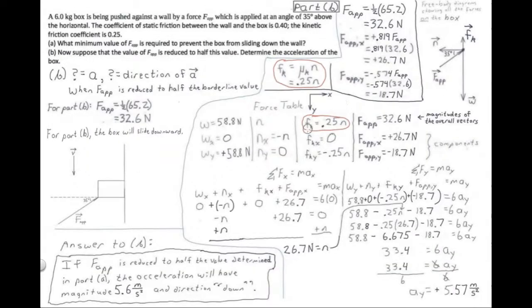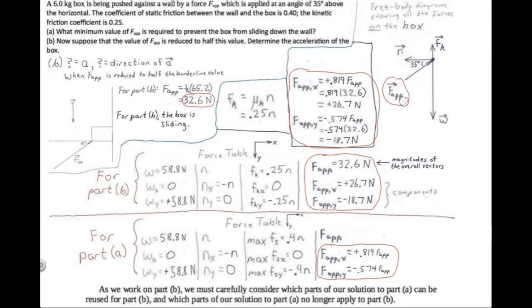For Part B, we used the special formula for the magnitude of kinetic friction in the first row of our force table. The direction of the applied force was the same in Part B as in Part A, so these expressions which we found for the components of the applied force in Part A were still applicable for Part B. So we used those expressions in Part B, together with the new 32.6 Newton magnitude for the applied force in Part B, to determine the numerical values for the components of the applied force in Part B.